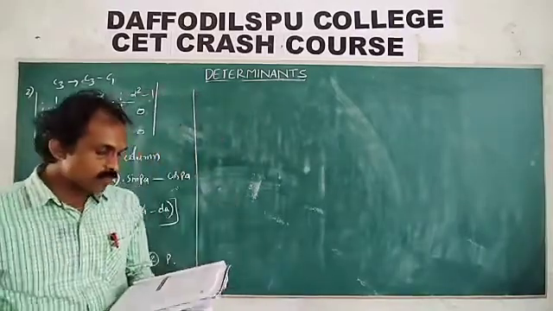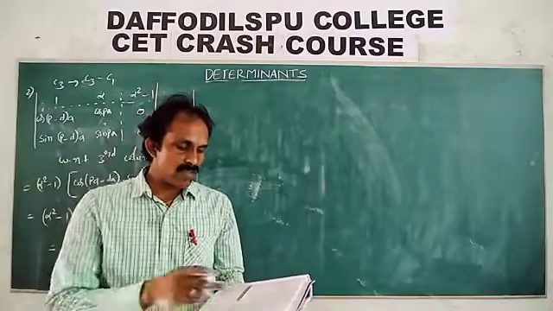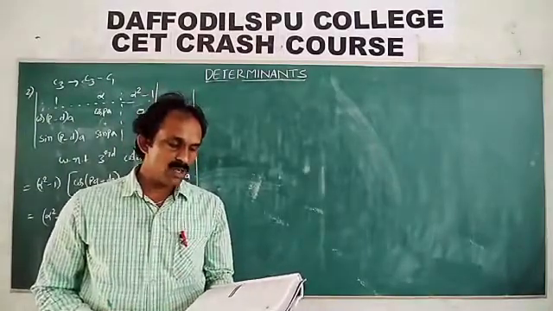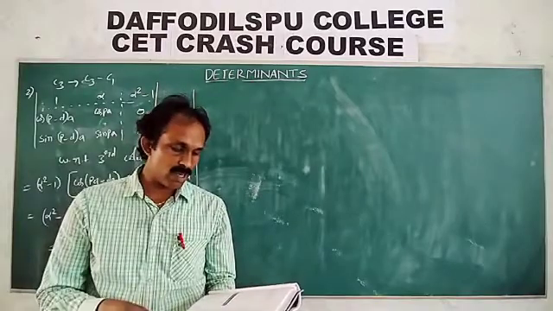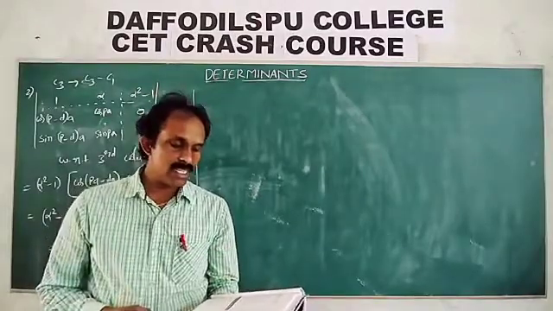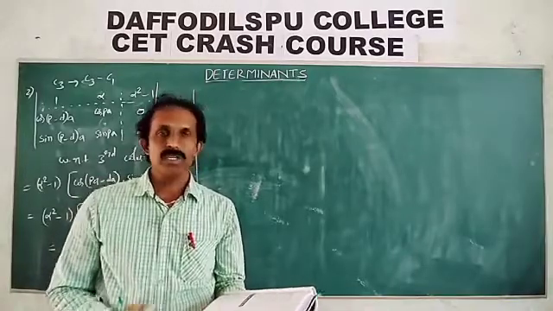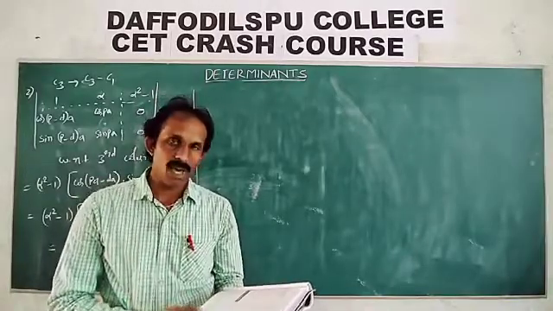Next, fourth one, delta of the value. Find first of all the delta value with 3, 0, 1, 2, minus 1, 0, and on this side the determinant of A, find it, and both are the same, so equate both and find out the x value.